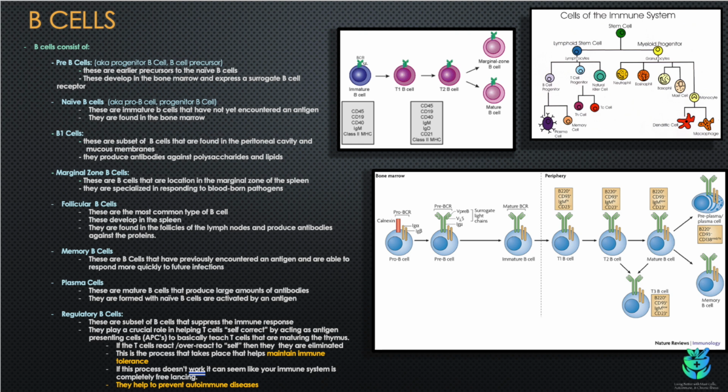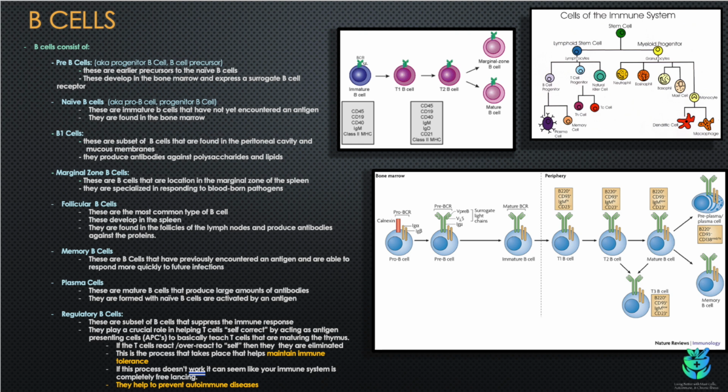B1 cells are a subset of B cells that are found in the peritoneal cavity and mucous membranes. They produce antibodies against polysaccharides and lipids. Marginal zone B cells are B cells that are located in the marginal zone of the spleen. They are specialized in responding to blood-borne pathogens.